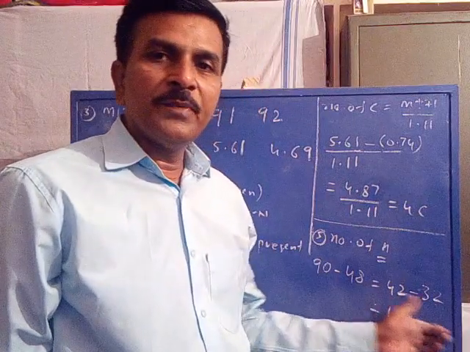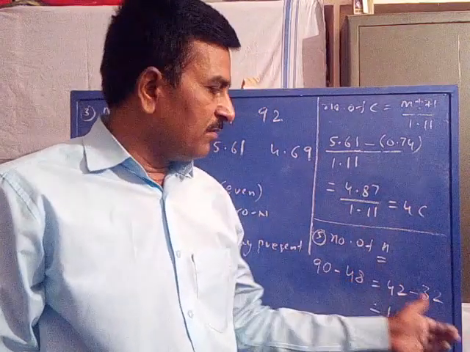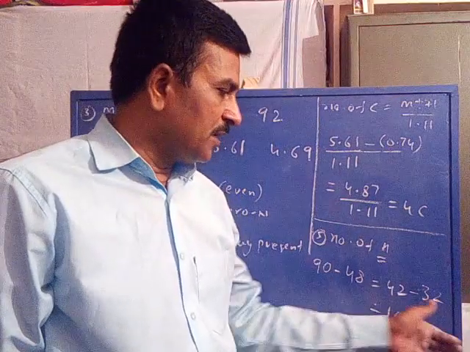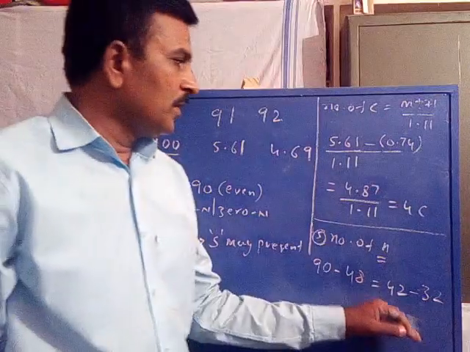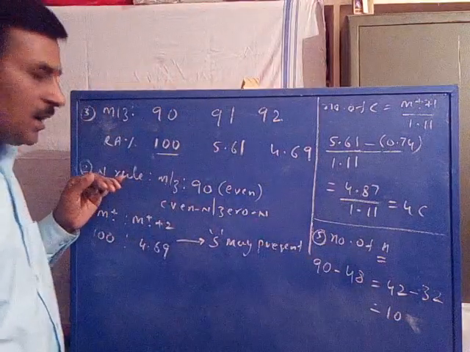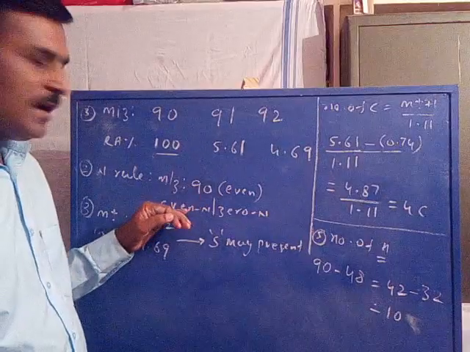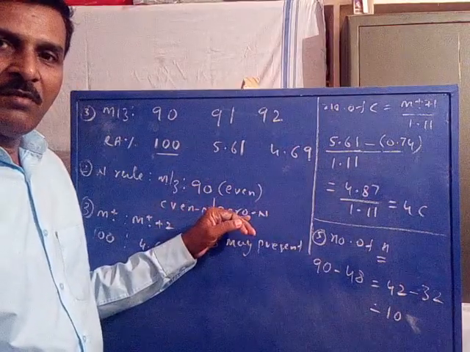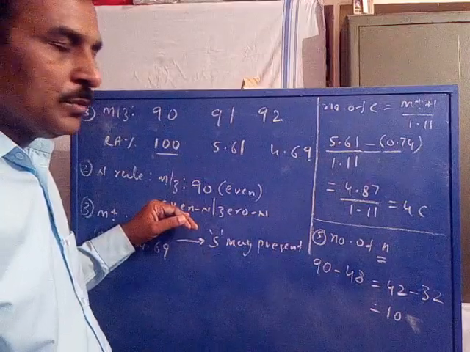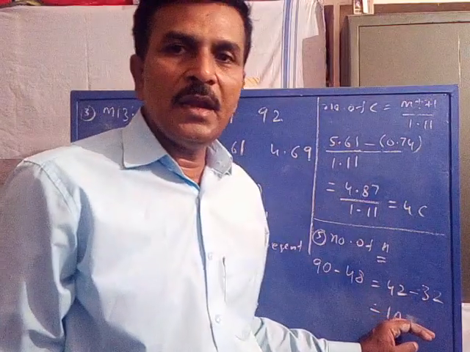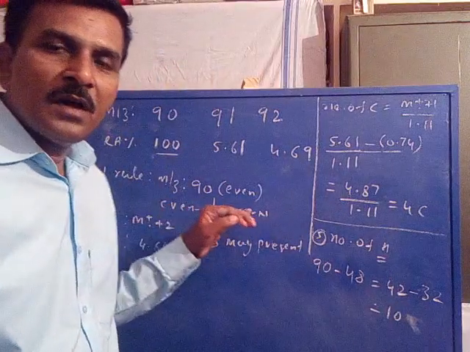So leftover mass minus sulfur mass. The carbon mass is already deleted, and the sulfur mass of 1 sulfur is 32. So the leftover mass is 10. Is it clear? Now coming to the nitrogen rule. According to the nitrogen rule, an even number of 90 indicates an even number of nitrogen or zero nitrogen. The minimum even number is 2, so 28. We have only 10 leftover mass, therefore the nitrogens are absent.